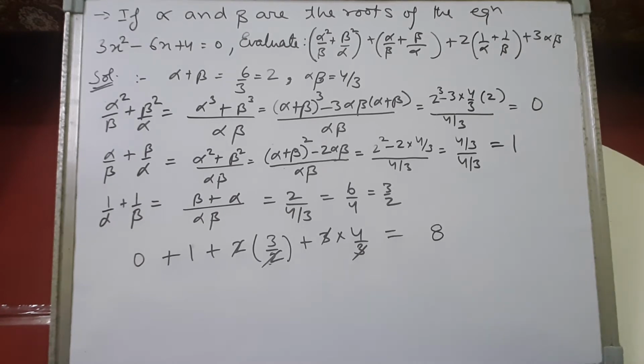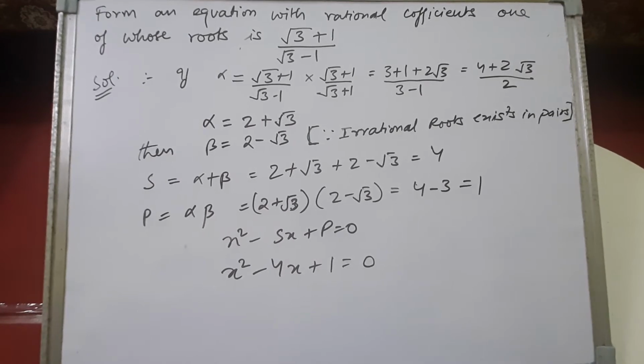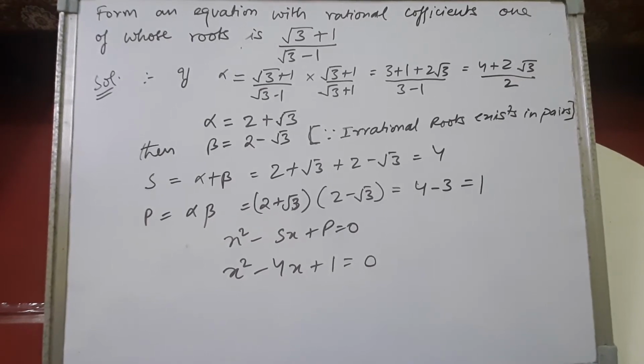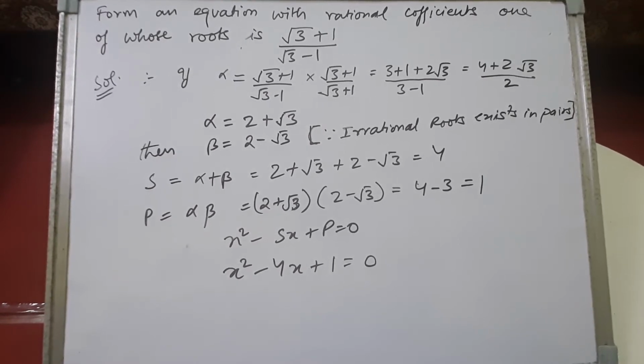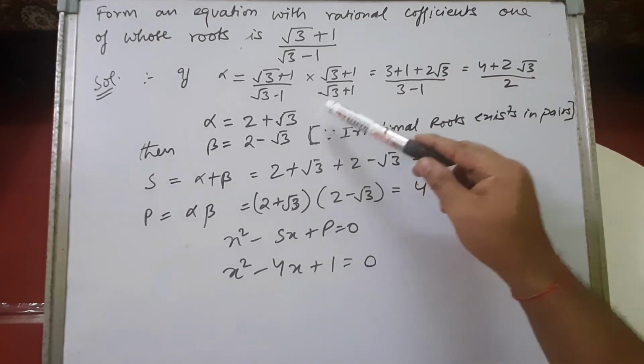Alright, note down please. Let's see another sum, children. Now in this sum, it is given to form an equation with rational coefficients. That means if the equation is ax square plus bx plus c, the values of a, b and c are rational numbers, one of whose roots is root 3 plus 1 upon root 3 minus 1. We know that root 3 is an irrational number, right? So we assume that one root alpha is given as root 3 plus 1 upon root 3 minus 1.